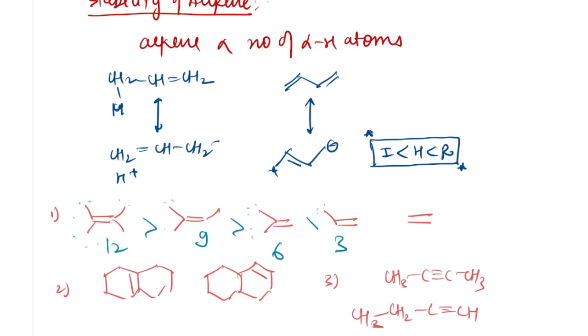Here we have 8 alpha H. Here we have 3 alpha H. And here we have 6 alpha H. Here we have 2 alpha H. So this is more stable. Now let's solve some more problems.